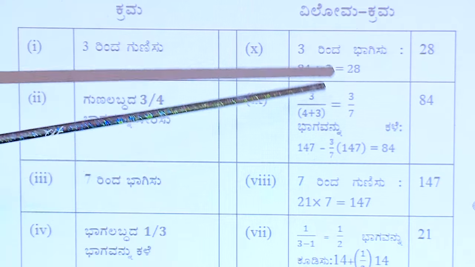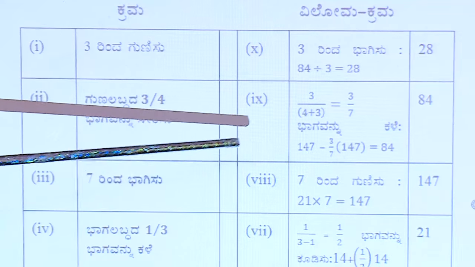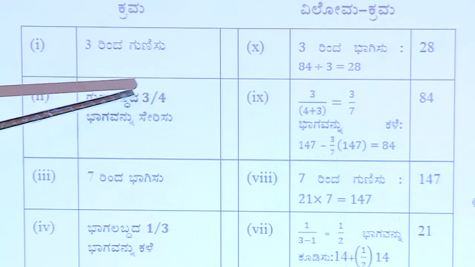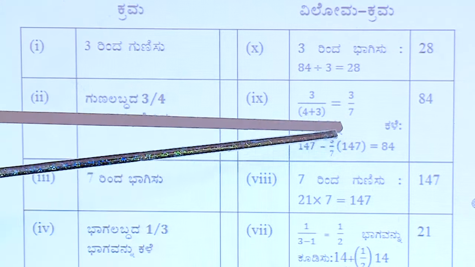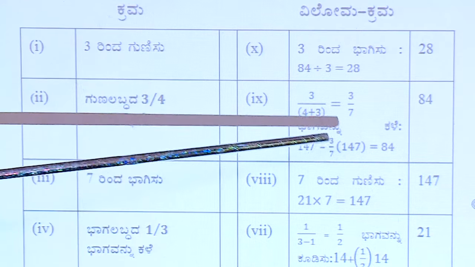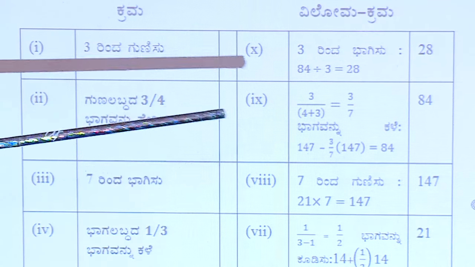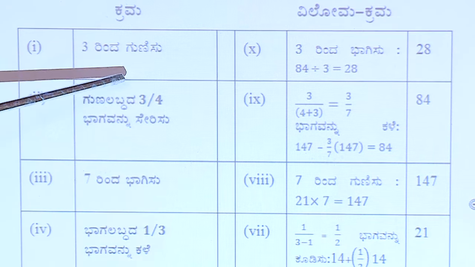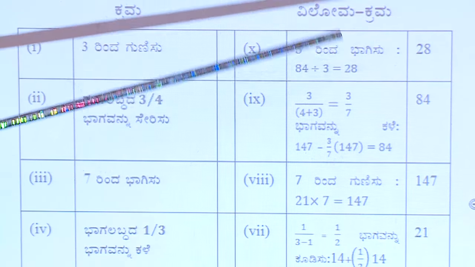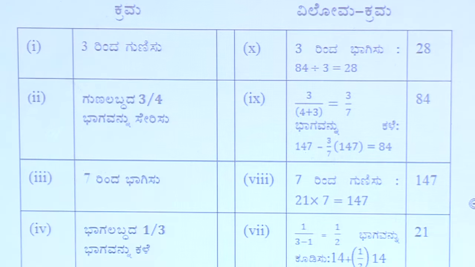So 3/7 of 147 is to be taken. Here it is addition, so you have to carry out subtraction. If 3/7 of 147 is subtracted from 147, we will obtain 84. So this is the first step, and in our reverse process it will be the last step. Here it is multiplication by 3, so here it is division by 3. So 84 by 3 is 28. So the avyakta rashi is 28.